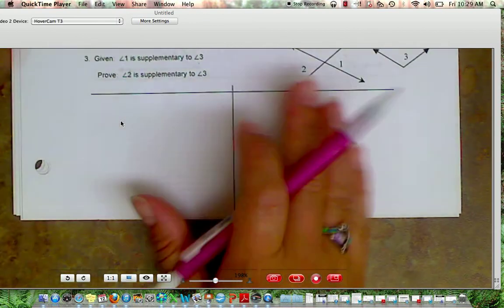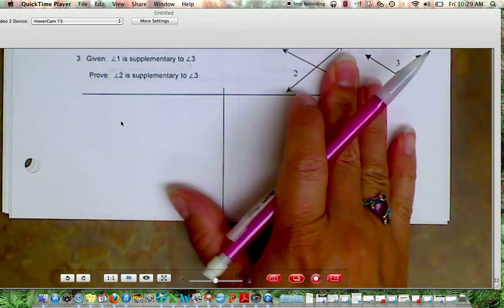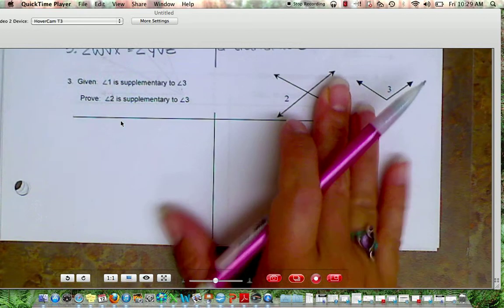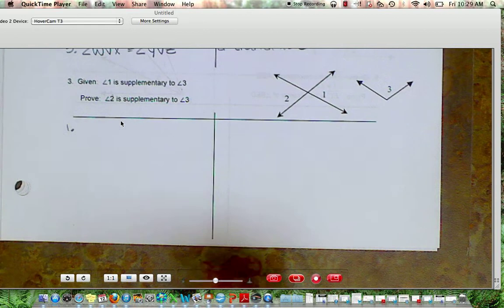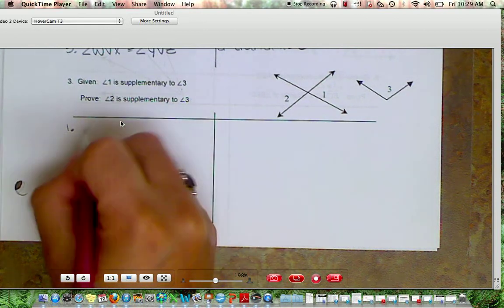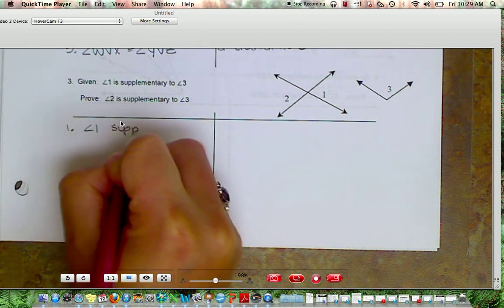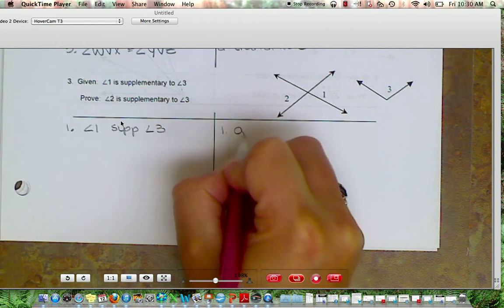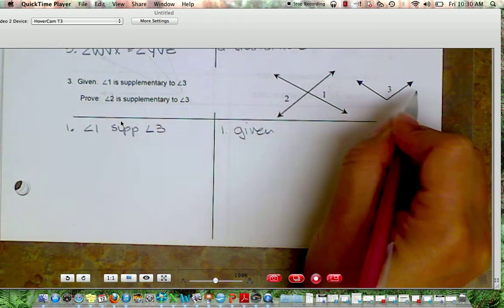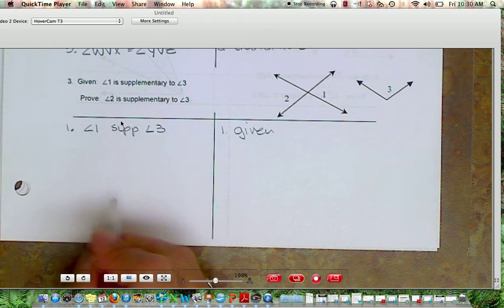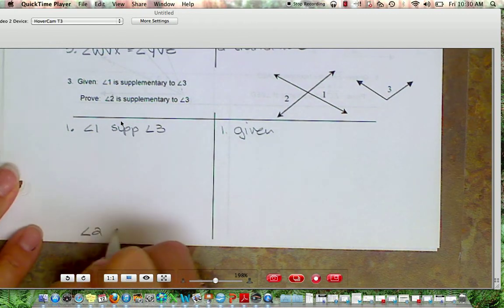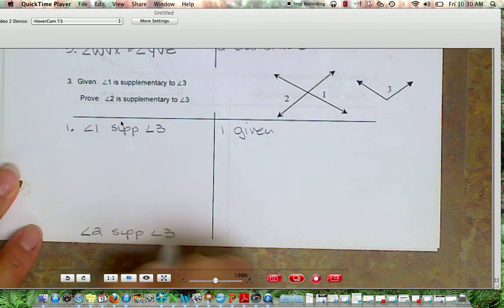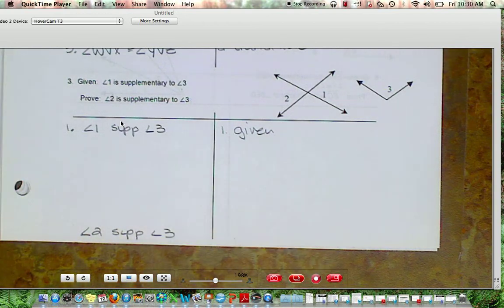3 has some more wordy statements going on here. This time they're supplementary, and we have one at the beginning and at the end. So I'll show you a little shortcut here, or something that'll be helpful. The given says angle 1 is supplementary to angle 3, so that's our given. There's no way to show that in the diagram, so we don't do anything there. At the end, we have angle 2 is supplementary to angle 3. We don't know the reason yet. So those are both wordy statements.